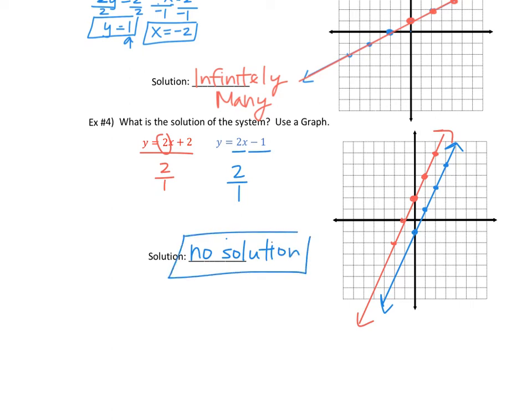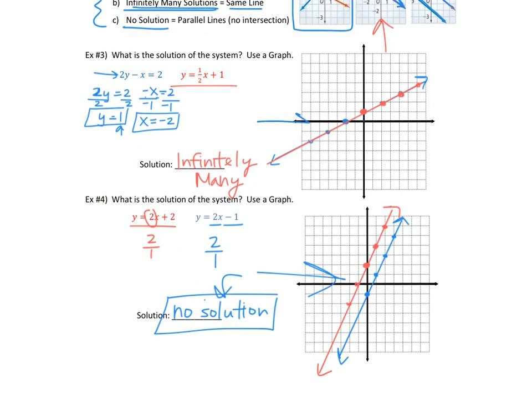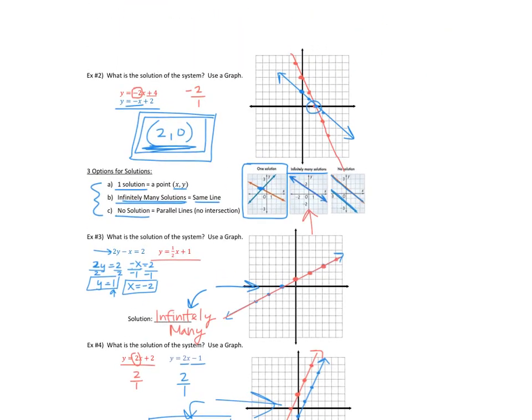Okay, so anytime you see parallel lines, it's no solution. Anytime you see the same two lines, it's infinitely many. If they just intersect like this at one point, then that one point will be your answer. Okay, so that is 6-1.